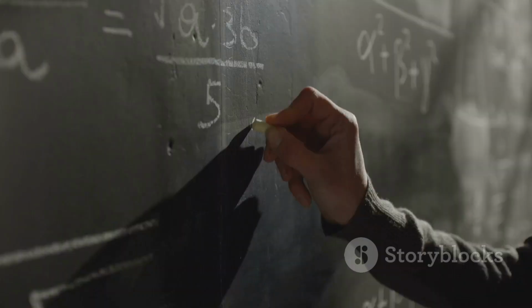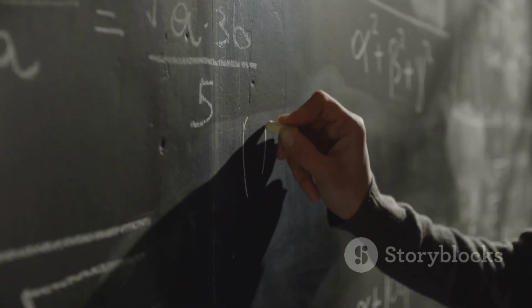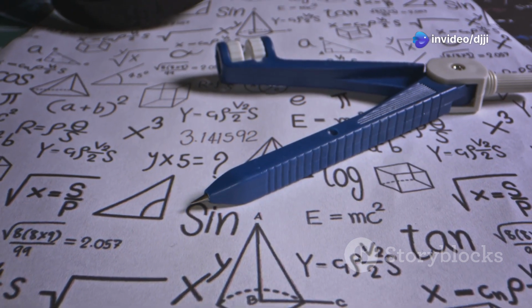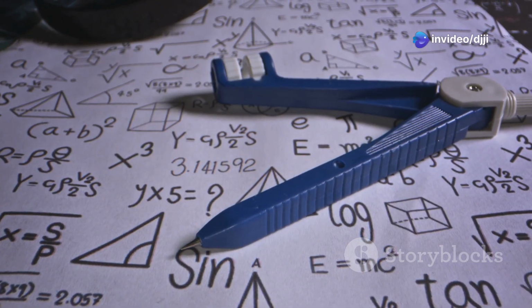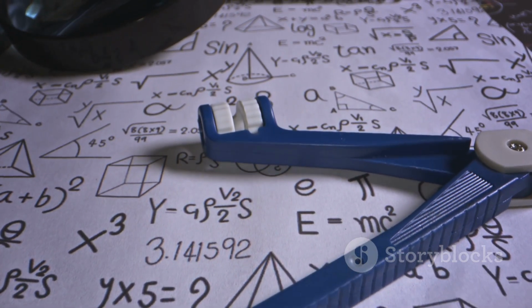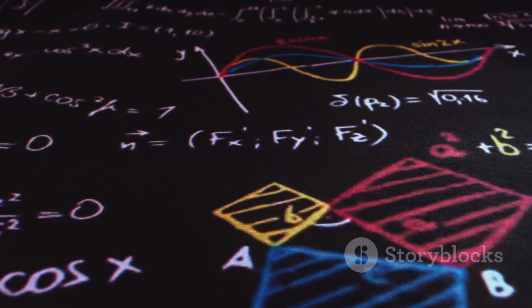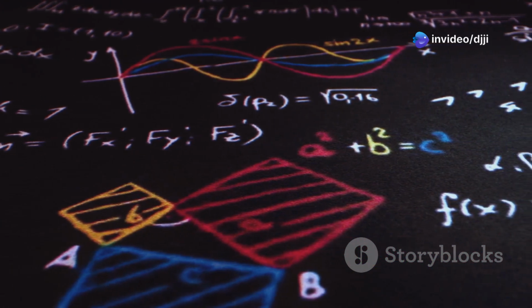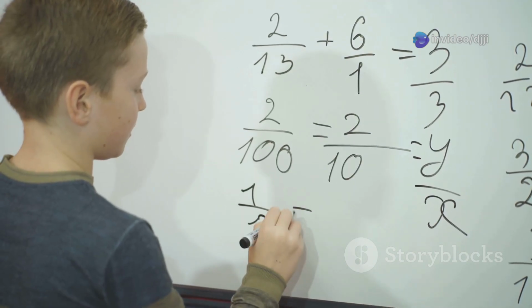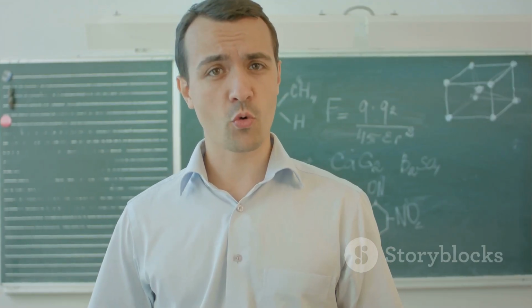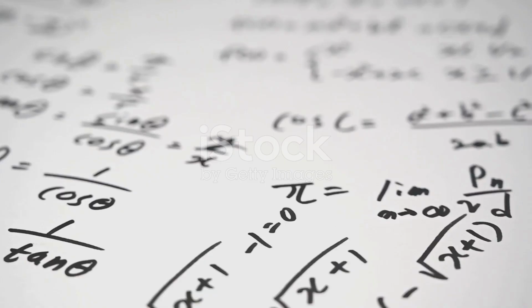Key steps for solving 2-step equations are as follows. First, identify the operations. Determine which operations are being performed on the variable, whether it's addition, subtraction, multiplication, or division. Next, apply inverse operations. Perform the inverse operation on both sides of the equation to isolate the variable term. Then simplify. Simplify both sides of the equation. Finally, solve for the variable. Isolate the variable by performing the inverse operation of the coefficient or divisor on both sides of the equation.